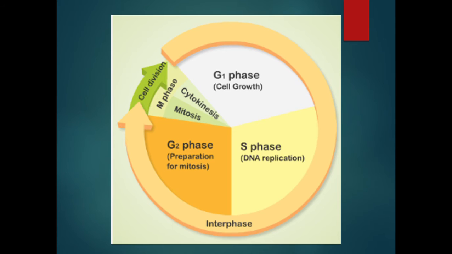And here is what all of the steps and stages of the cell cycle look like. We have G1, which is the first phase, and it is basically cell growth. We have S phase, which is the DNA replication. G2 phase is the preparation for mitosis. These 3 steps are part of what we call interphase. And lastly, we have the M phase, which is cell division and includes mitosis and cytokinesis. We're going to expand a little bit more on each one of them.